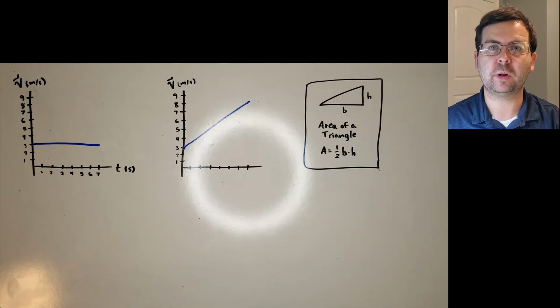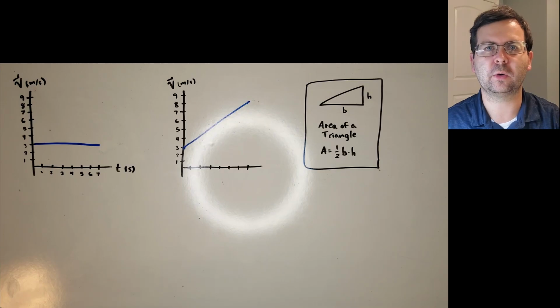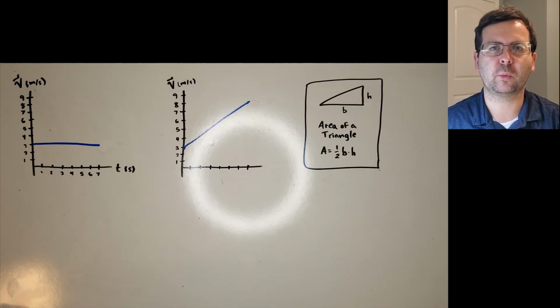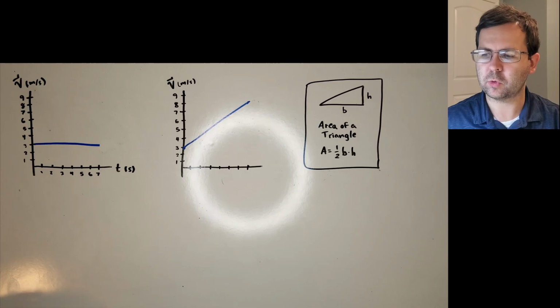Hi, in this video I want to show you how we can derive or create one final kinematics equation so that we can measure motion. Kinematics is the branch of physics where we try to just measure the motion of an object without explaining why it's moving. And in this final equation, we get it from graphs.